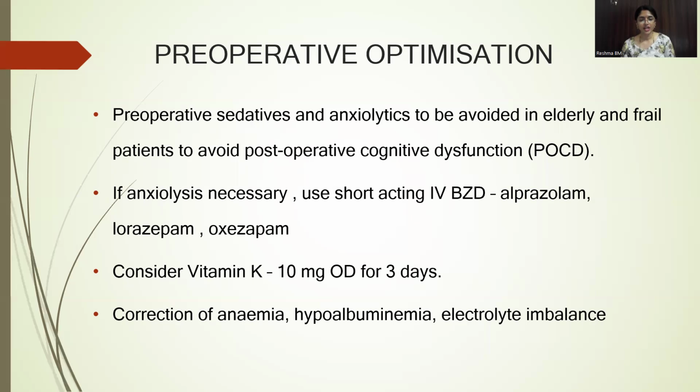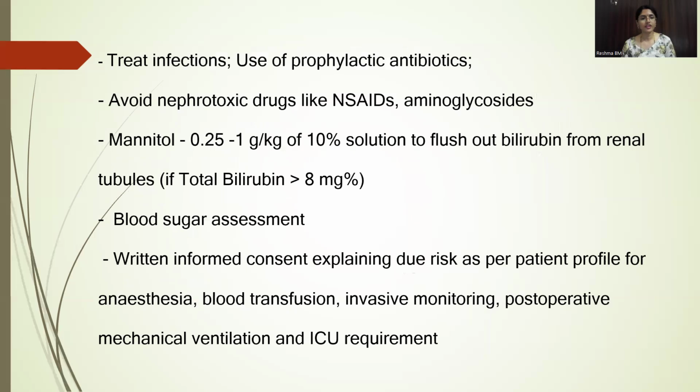Correction of anemia, hypoalbuminemia, and electrolyte imbalance is to be done. Treat if there are any infections. Use prophylactic antibiotics. Avoid nephrotoxic drugs like NSAIDs and aminoglycosides. If the total bilirubin is more than 8 mg%, use mannitol 0.25 to 1 gram per kg of 10% to flush the renal tubules. Blood sugar assessment should be done.